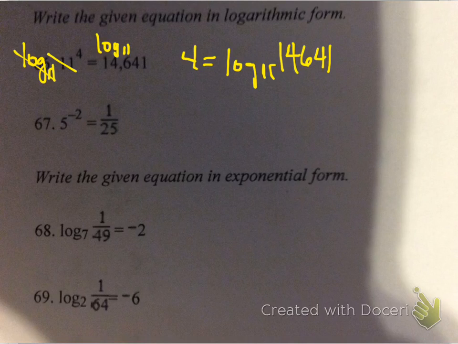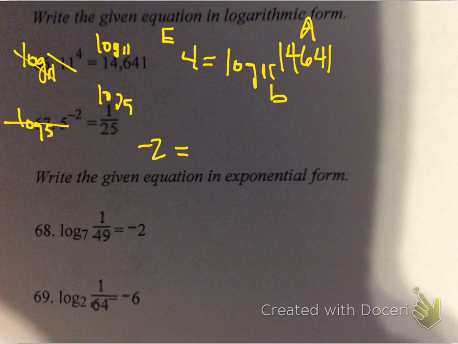Keep in mind that when you do this, you're thinking there's the base, there's the exponent, and there's the answer. So if I do the same thing here, log base 5, and then put log base 5 for this, then these would cancel each other out, leaving me negative 2 is equal to log base 5 of 1 over 25.